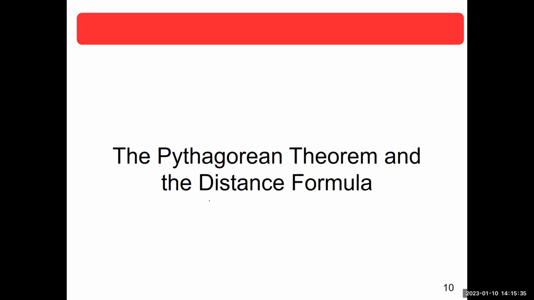Pythagorean theorem and distance formula. What is the Pythagorean theorem? We learned that in high school. If I have this triangle, 90 degrees, if I say this is A, B, and C, I'm going to say C squared equals A squared plus B squared. This is the Pythagorean theorem.